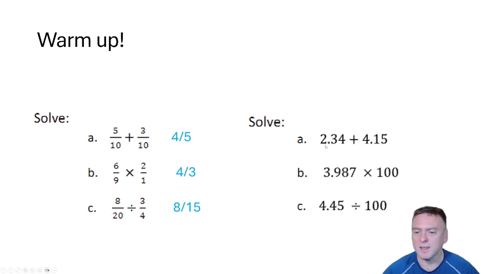This one here, we're going to line it up with the decimal point. So the 2 and the 4 need to be underneath each other. And when we add those together, you get 6.49.